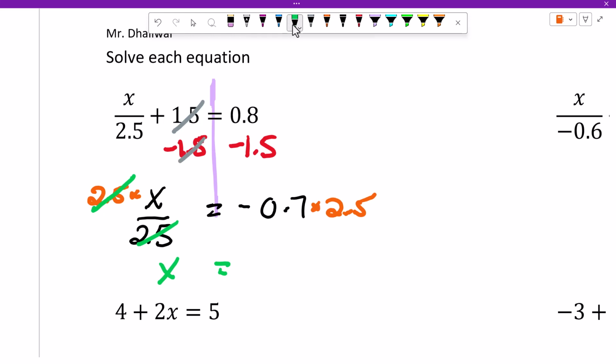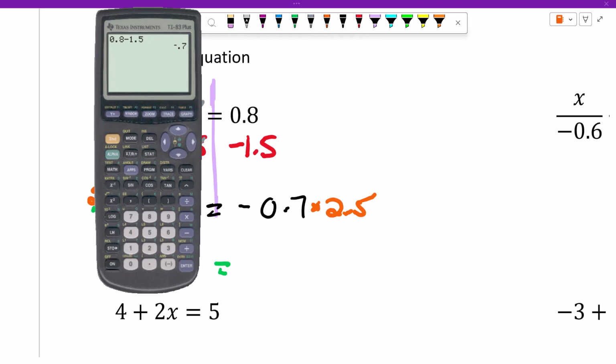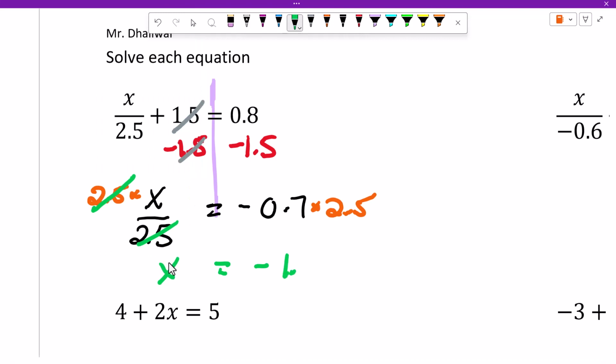On the other side, we just do that calculation. So grab my calculator again, and then multiply those two numbers. I have negative 0.7 times 2.5, and I get negative 1.75. Okay? Not too bad.